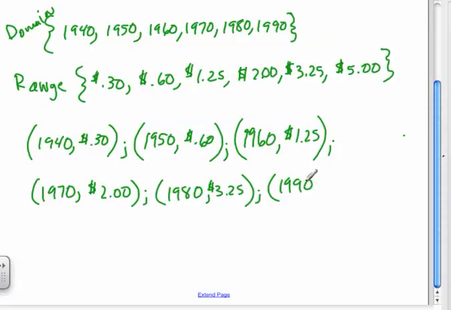I wonder if the Bijou's even open. Maybe we'll check in just a second. $5. I wonder if the Bijou is still around.